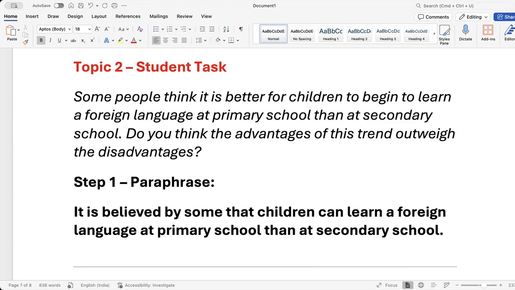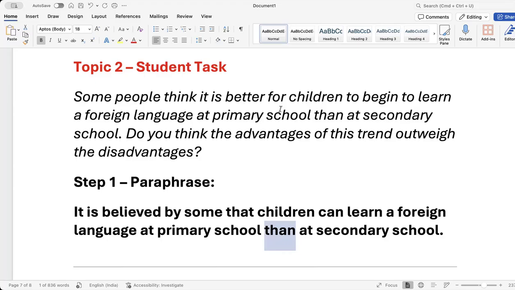No, tertiary is college. Secondary is 8th to 12th. Primary is 1st to 8th or 1st to 5th, whatever you want to consider. So it would not be tertiary. But there's no comparison word here. Children can learn a foreign language at primary school than at secondary school. This than I cannot understand because your sentence does not have a comparison word.